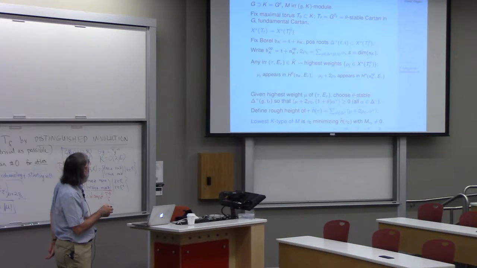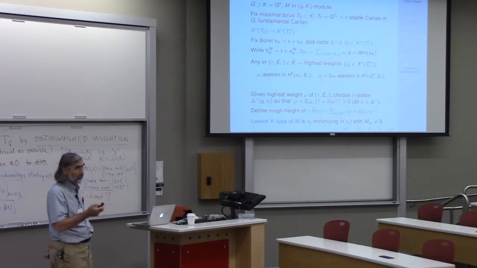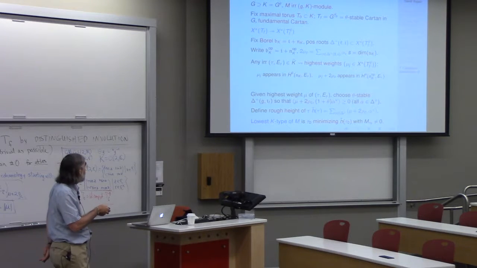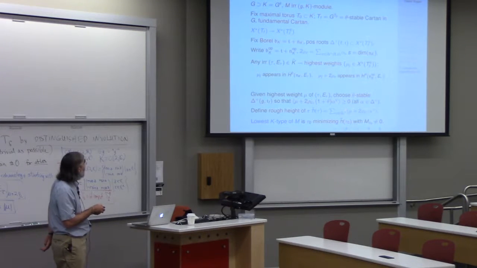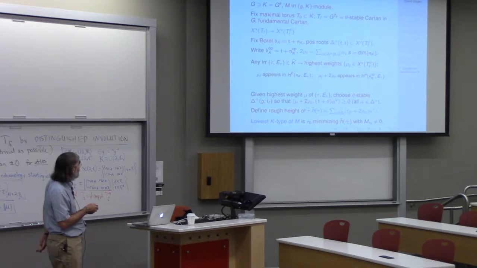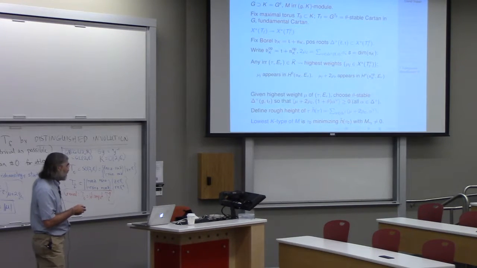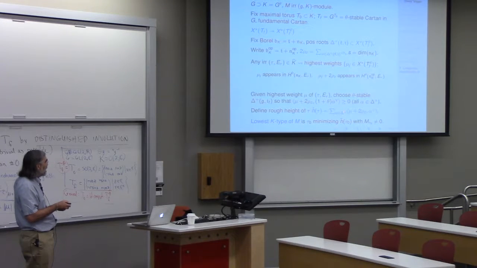Tau is a representation, any irreducible representation of K. And how do I reconcile the definition of the rough pattern? Mu is the highest weight. Mu is any highest weight of tau, and there may be more than one highest weight.